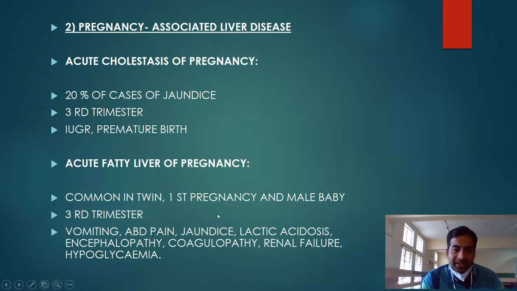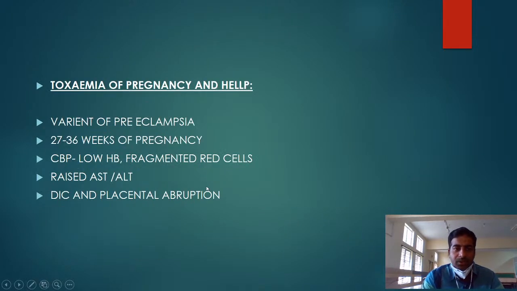The prognosis is better for acute fatty liver of pregnancy. Toxemia of pregnancy and HELLP syndrome: it is mainly a variant of preeclampsia, more commonly seen at 27 to 36 weeks of pregnancy. There is anemia, and fragmented red cells are more commonly seen. There is always raised SGOT and SGPT. The patient may have DIC and placental abruption.